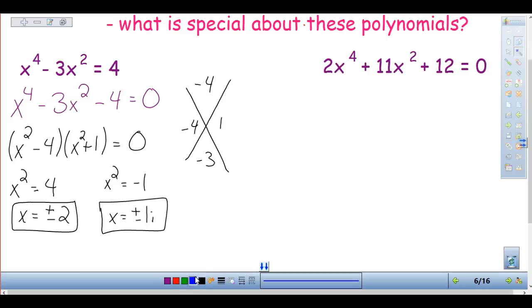Now let's look at the next one. It's already set equal to 0 for us. So now what we can do is make our x. For this one, we will get 24 and 11. So we're going to get 8 and 3 as our factors. This one, though, a is not 1, unfortunately, so we do need to make our box.